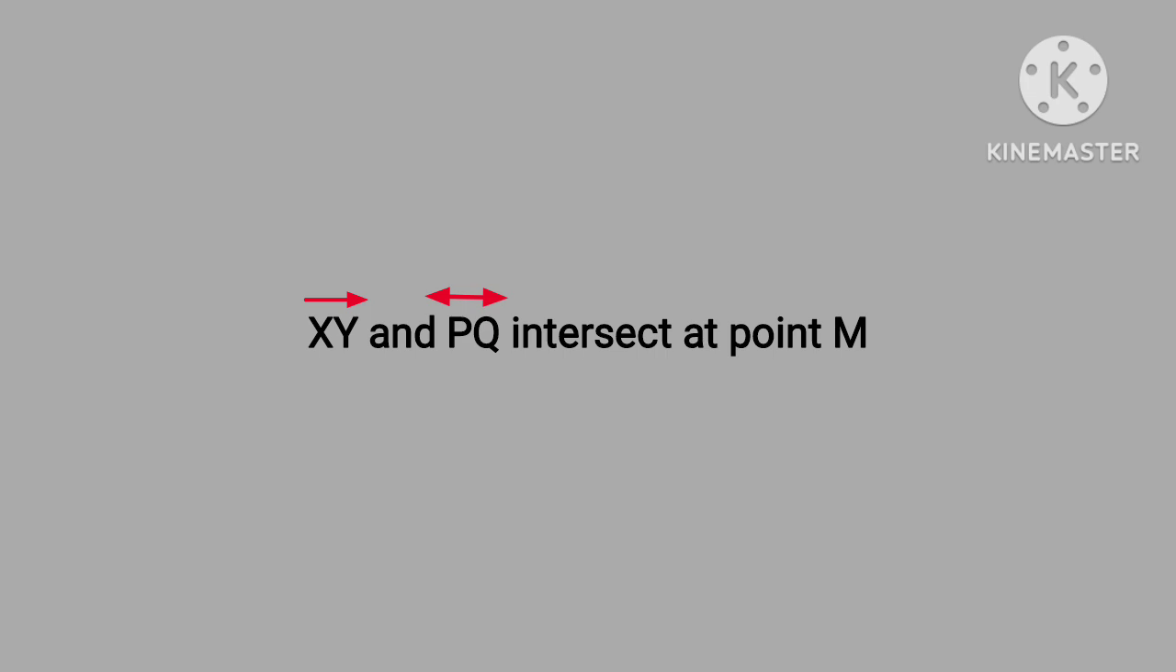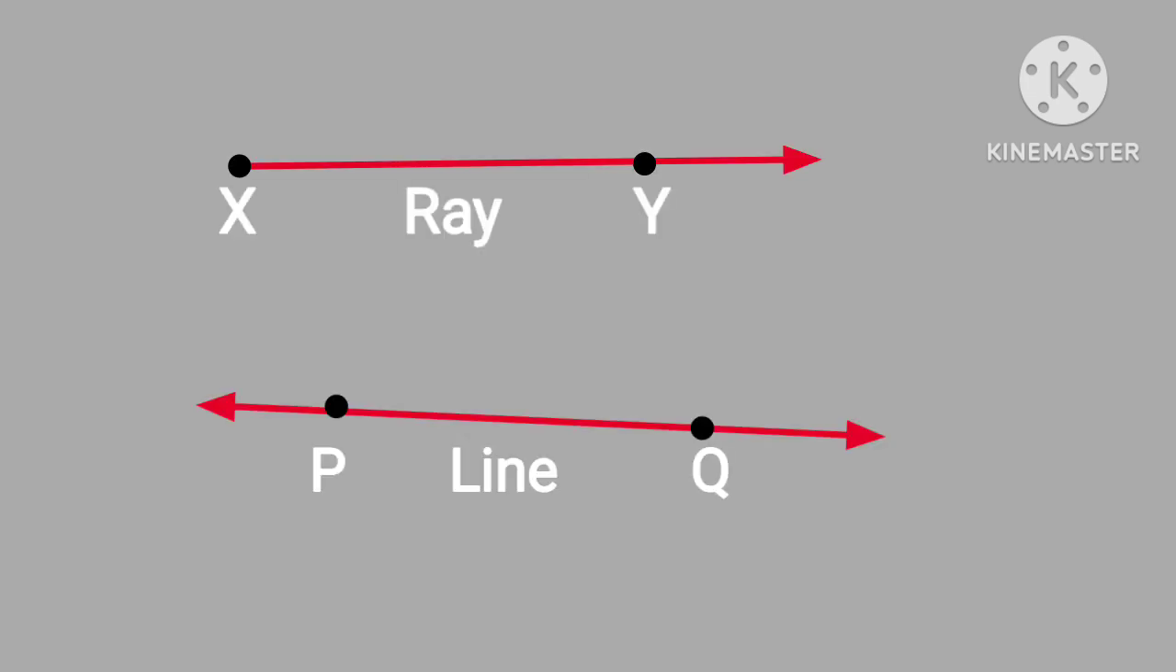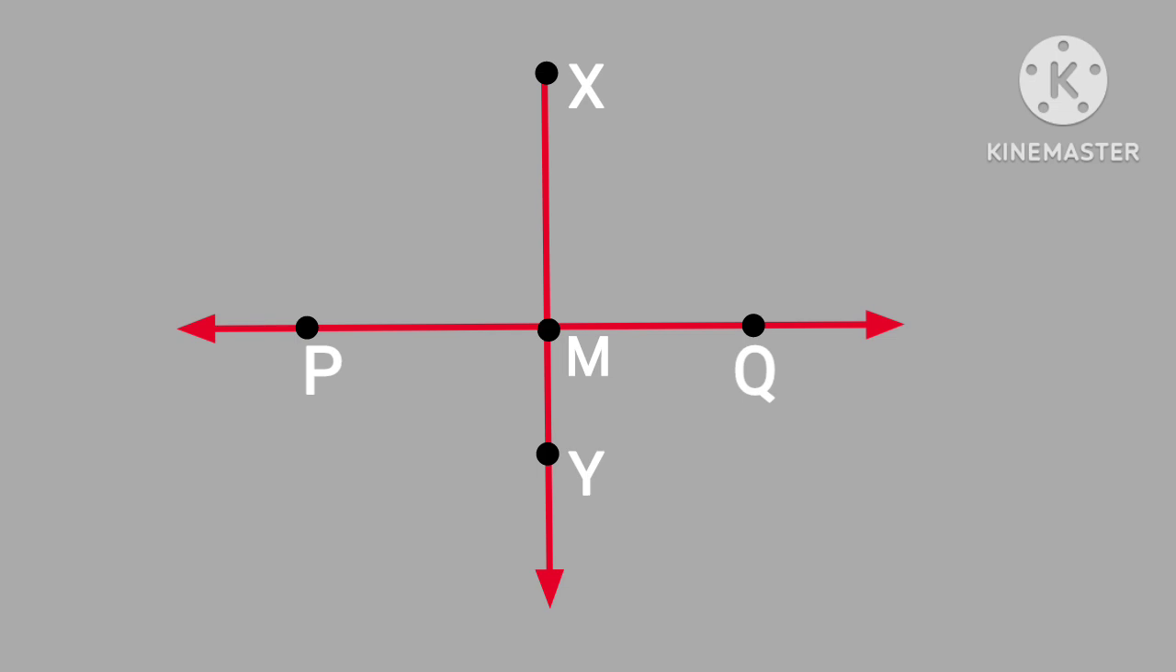XY and PQ intersect at point M. Here intersection means meeting. Here XY is given as ray and PQ as line. Here line and ray meet at a point M, that is, intersect at point M.